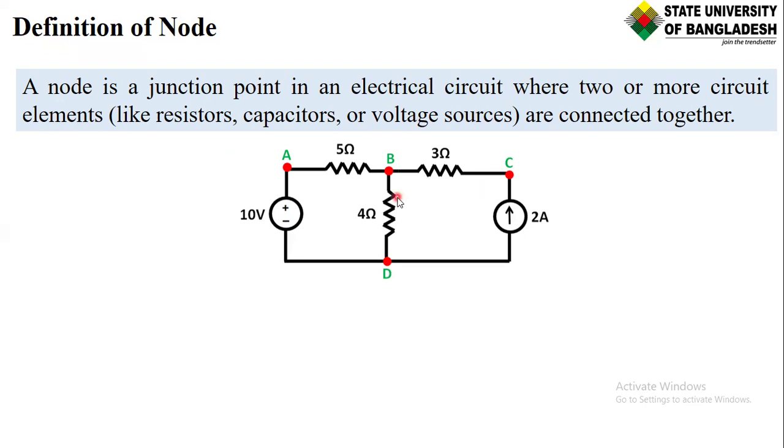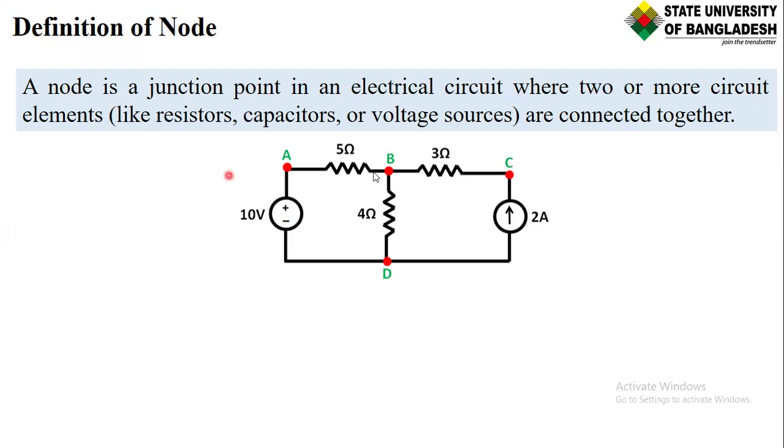We can see that there are multiple points circled with red. So what does it mean? Here we can see that a 10 volt voltage source is connected with a 5 ohm resistor at point A. The 5 ohm, 3 ohm, and 4 ohm resistors are connected at one point, B, in a red circle. The 3 ohm resistor and the 2 ampere current source are connected in the C red circle.